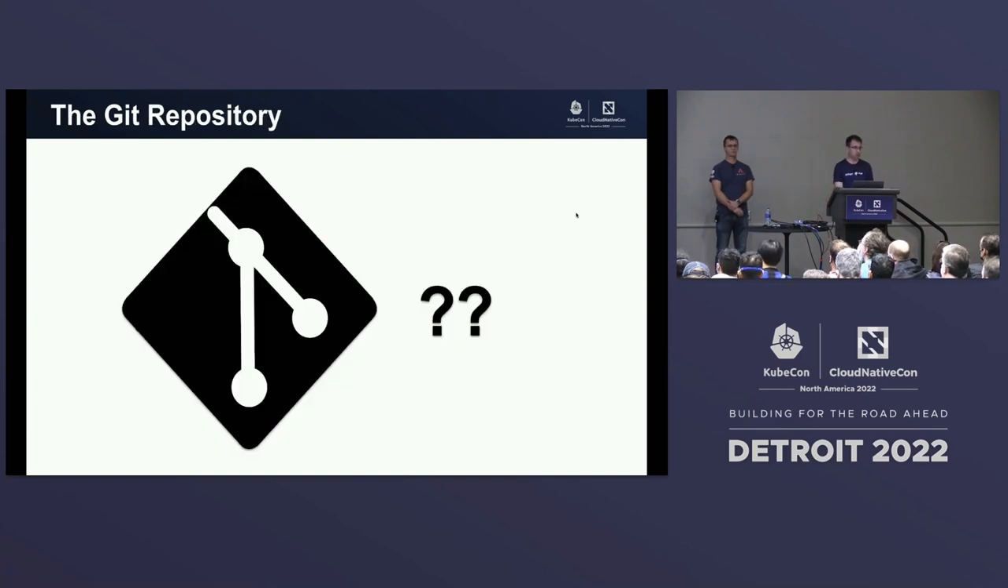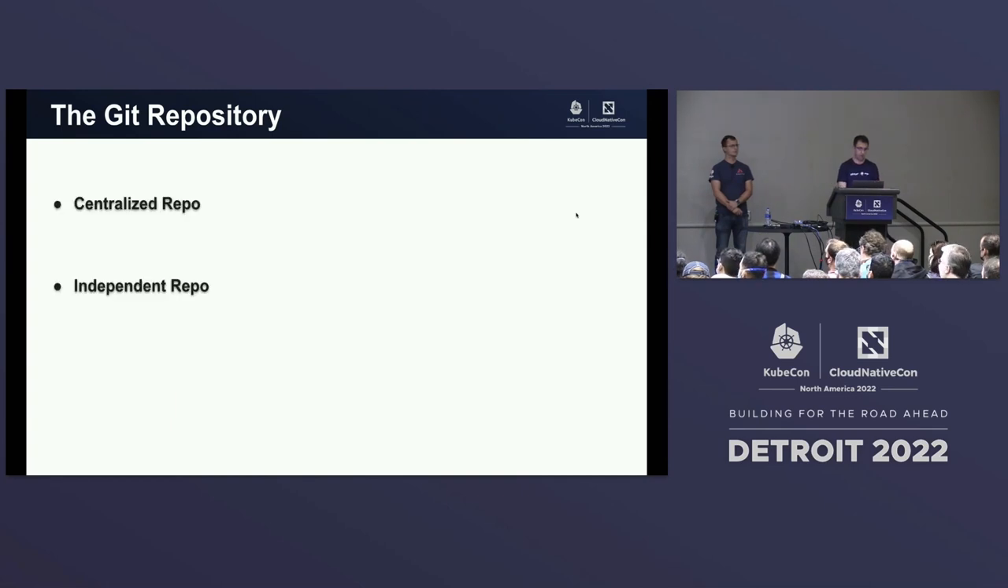Which Git repo to use, right? This is the first question you have to answer. And we basically understand that there are two different approaches you can take here. One is dumping everything in one single repo, meaning you're gonna be using the same repo where you have all your source code to store your manifest files, your infrastructure configurations.